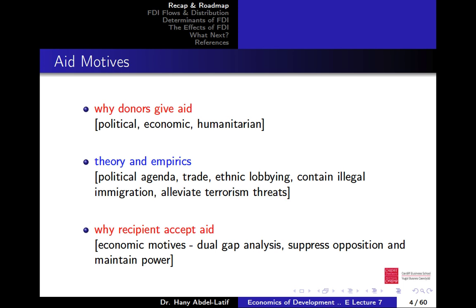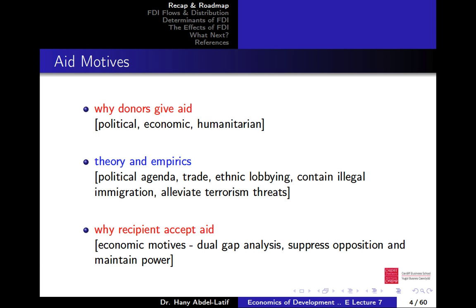But on the other side, if these are the reasons why donors give aid, what are the reasons for recipients to accept aid? The simplest answer to this question should be economic motives, and we used the dual gap analysis. We explained that they lack resources, and they need to fill the saving gap or foreign exchange gap, and foreign aid can help to do this.